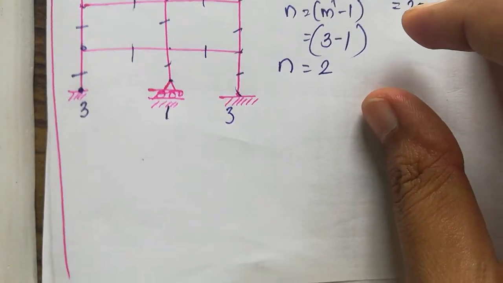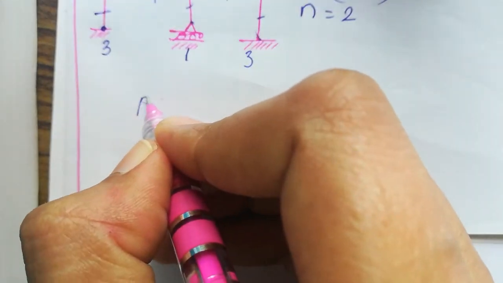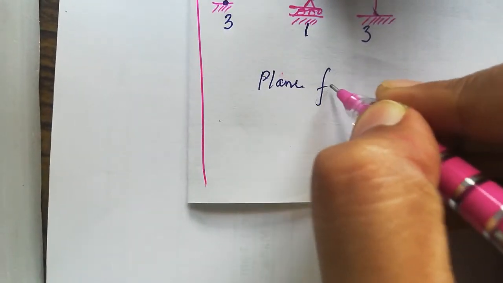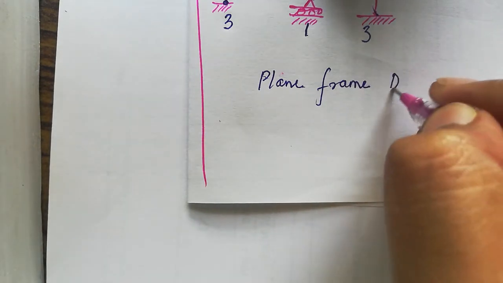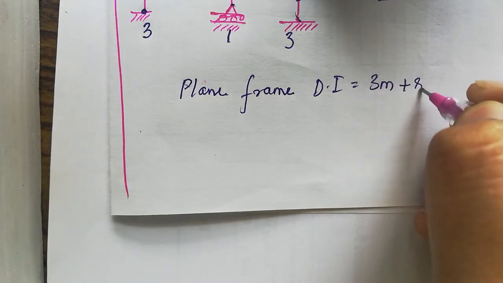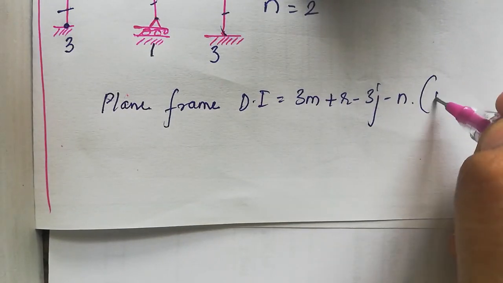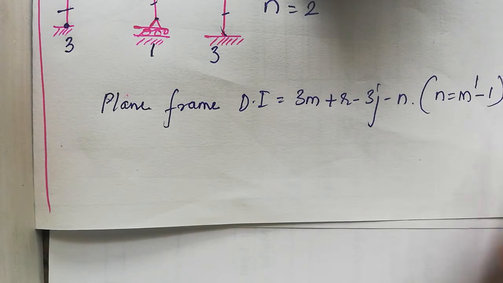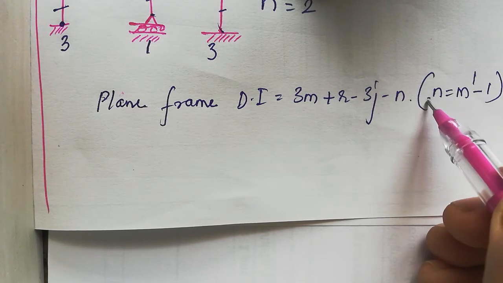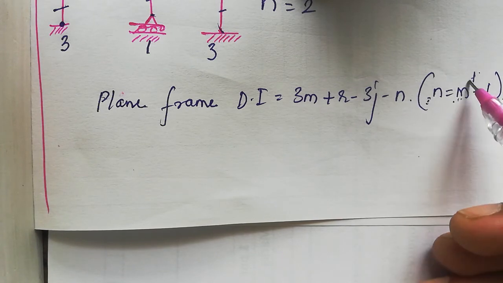So at the end of the 2 sessions we came to know that for a plane frame, degree of indeterminacy is calculated as 3m plus r minus 3j minus n, and here n is equal to m dash minus 1. What is this n? n is nothing but the internal hinge, and m dash is how many members are joining at that internal hinge.